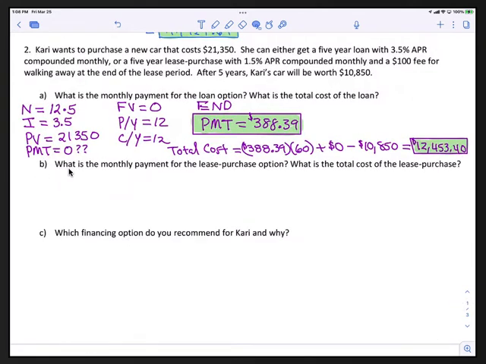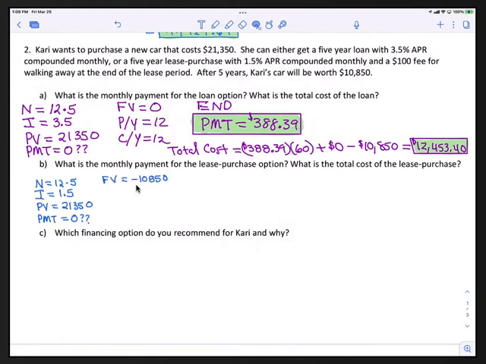All right, now this is part B. It says, what is the monthly payment for the lease purchase option? And what is the total cost for the lease purchase? All right, well, we'll still use our TVM calculator. This time, we're still making 12 monthly payments for 5 years, so N is 12 times 5. The interest rate for the lease purchase is 1.5. The present value is still the price of the car at $21,350. The payment is 0 with question marks because we're solving for it.